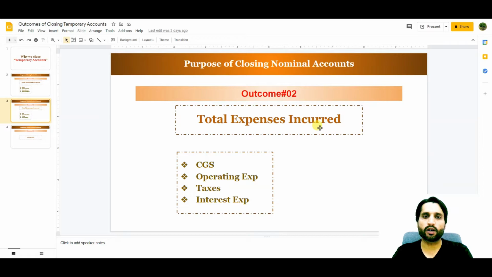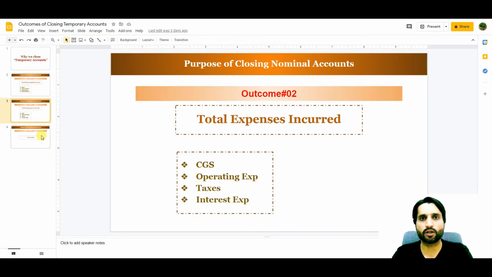When we are closing our expenses, we get to know the total costs of the business, like cost of goods sold, direct expenses, operating expenses, taxes, and interest expenses. These are all the costs we will know when we are closing our temporary accounts. So the aggregate of all these expenses is the cost of the business. These are the outcomes we are getting when we are closing our temporary or nominal accounts.